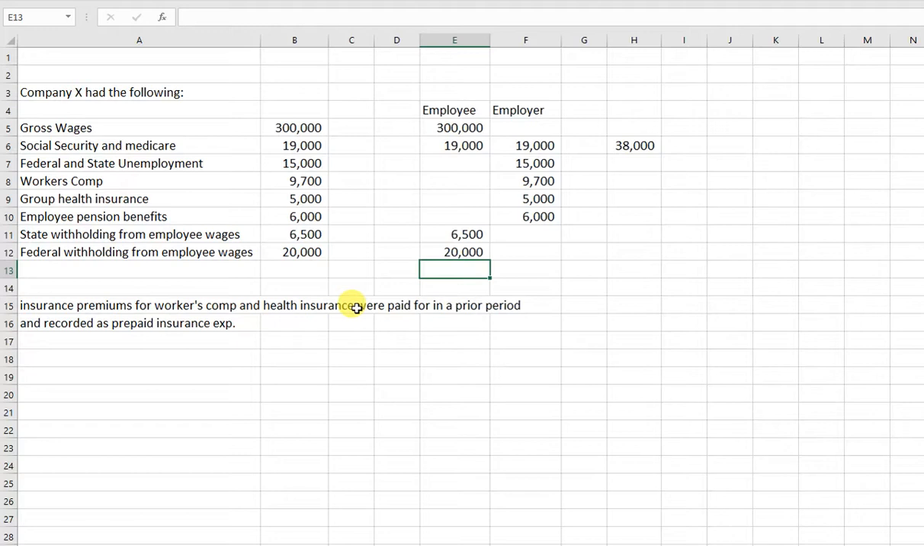So if you look at this, we generally have 3 things withheld from our wages. And so I have my $300,000 minus the withholding amounts. So don't add them, guys, subtract them.